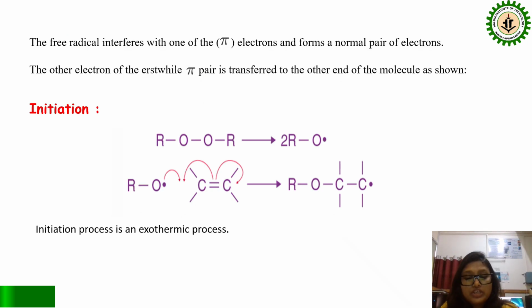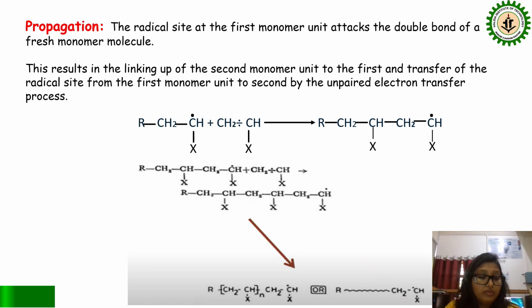So in the initiation, the free radical interferes with one of the pi electrons and forms a normal pair of electrons. The other electron which is present in the pi pair is now transferred to the other end of the molecule, as shown in the reaction below. Have a close look at the reaction. This initiation process is actually exothermic, and that means heat is released when the process is carried out. This is another example of this.